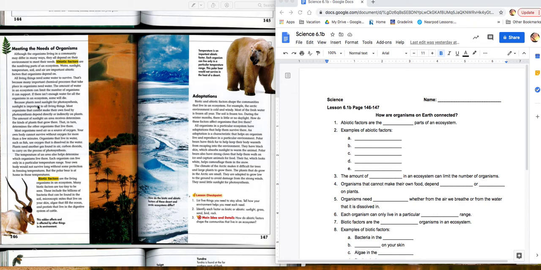Continuing on, because plants need sunlight for photosynthesis, sunlight is also important to all living things. Most organisms cannot make their own food by photosynthesis. They depend either directly or indirectly on plants. That's number 5. We're depending directly or indirectly.